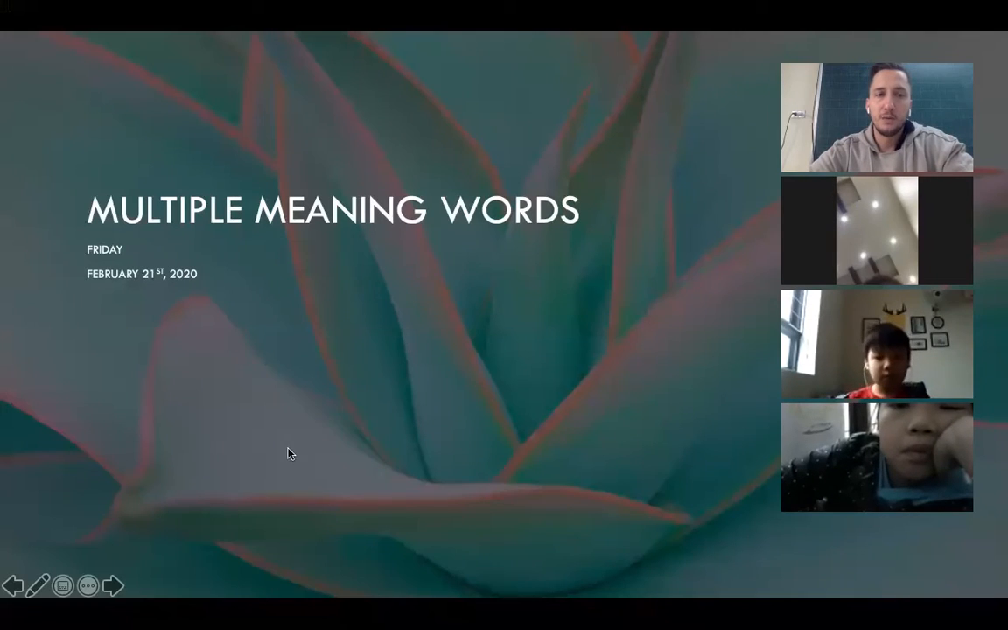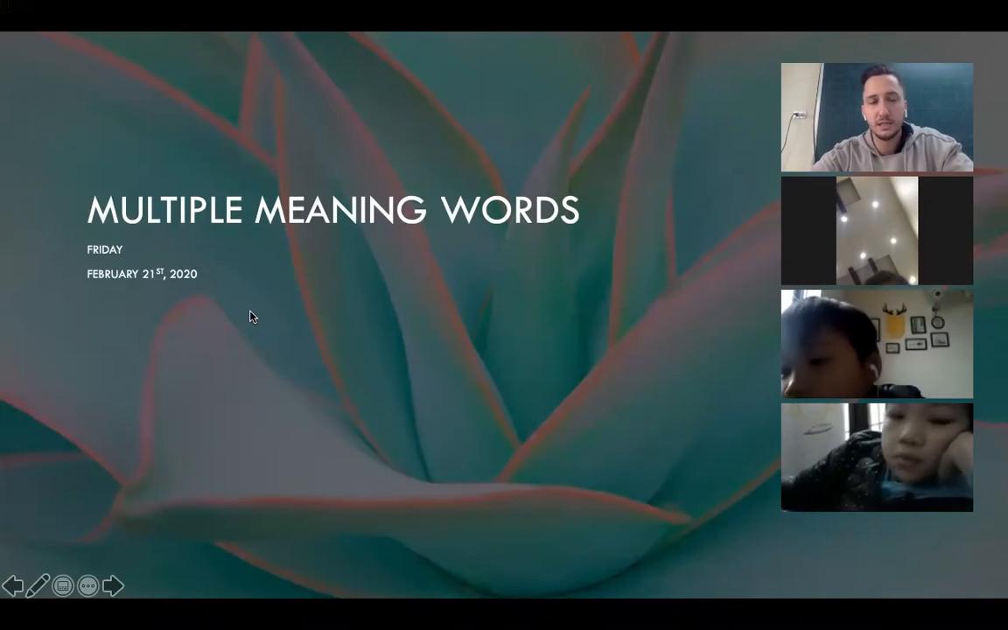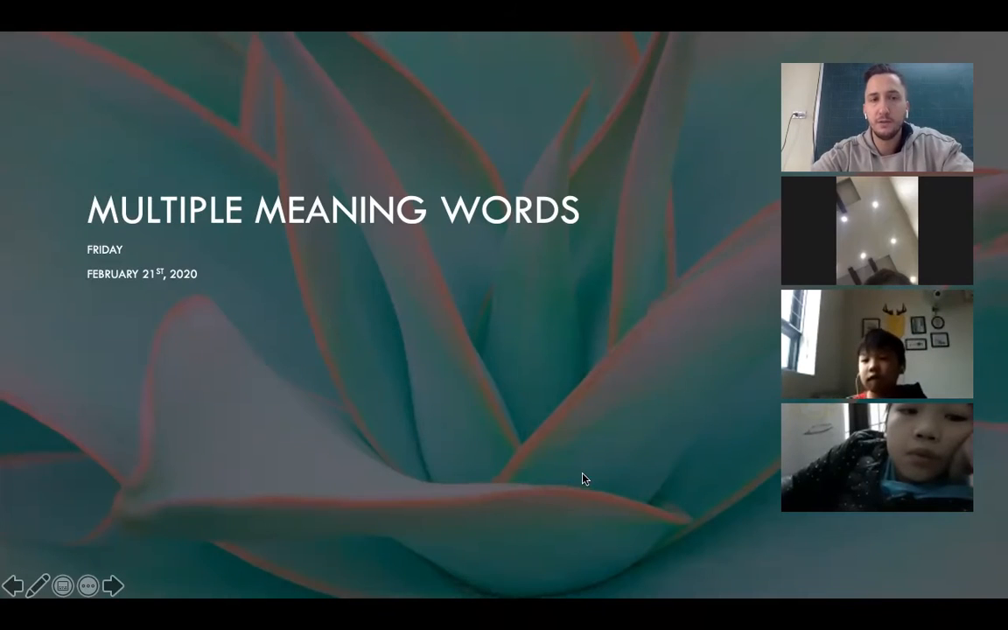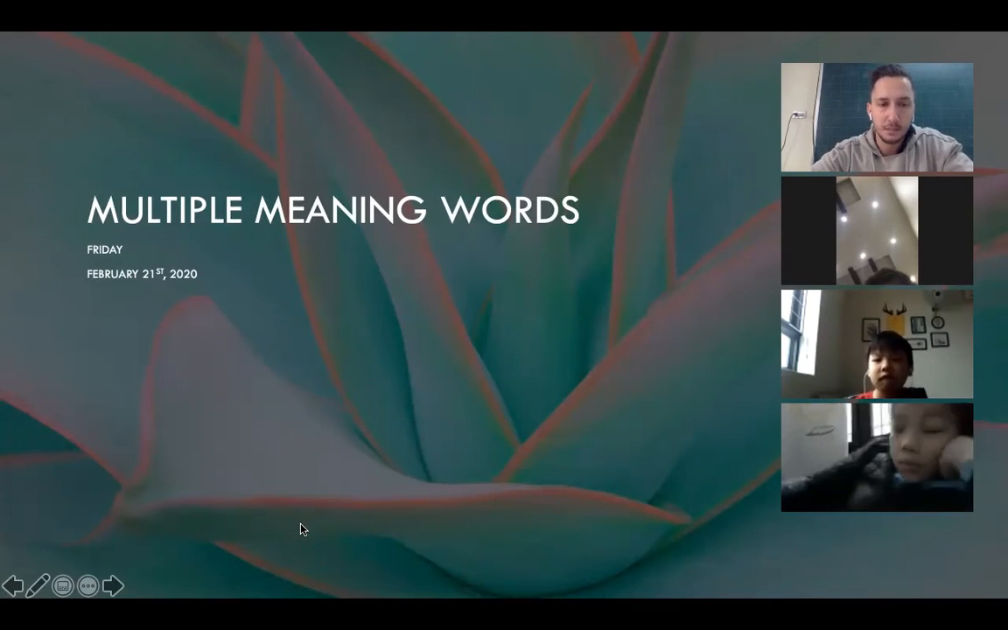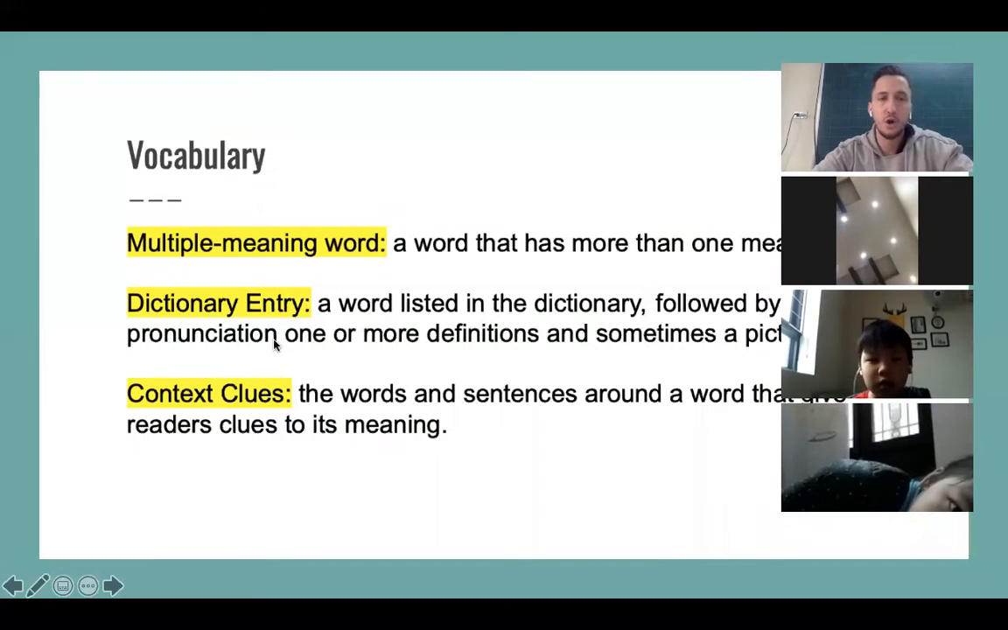All right, ladies and gentlemen, what we're going to be talking about are multiple meaning words. Just like a lot of the stuff that we went over this past week since Tuesday, this should be a review day. If you do have any questions, you can send them in through chat, but make sure that you're using the chat to talk about class. So who would like to read out the definition for multiple meaning word?